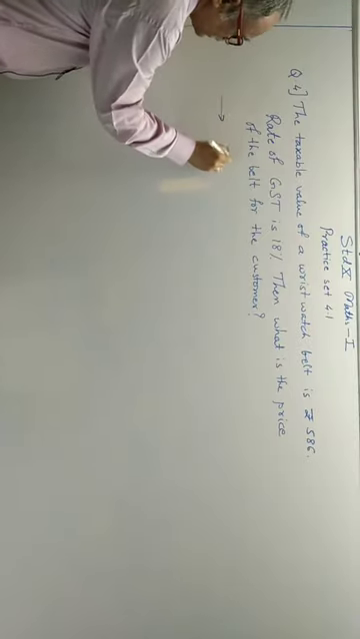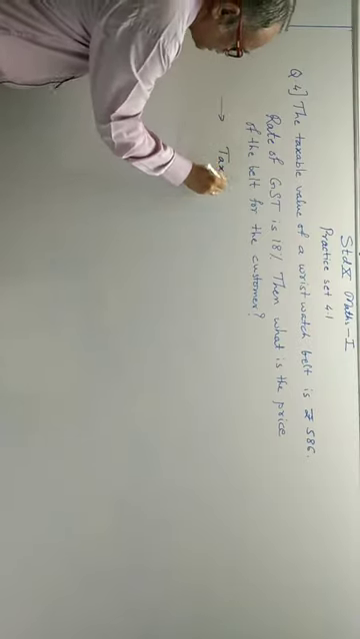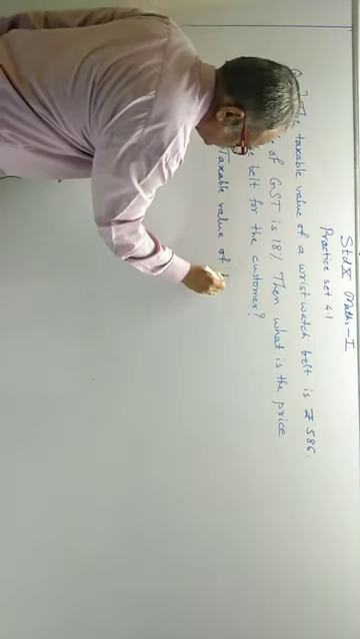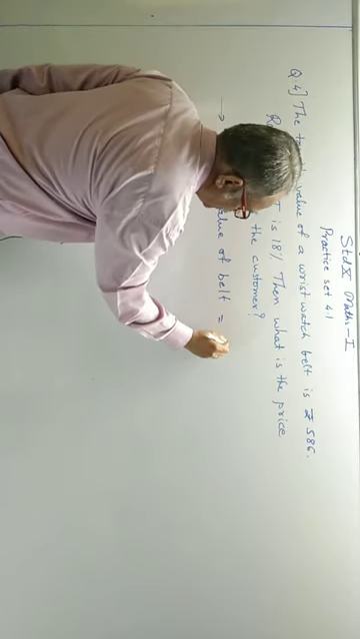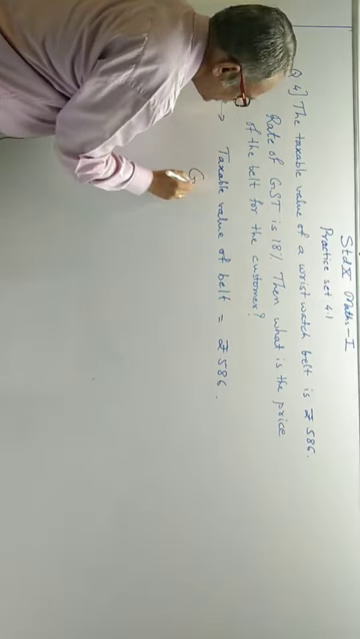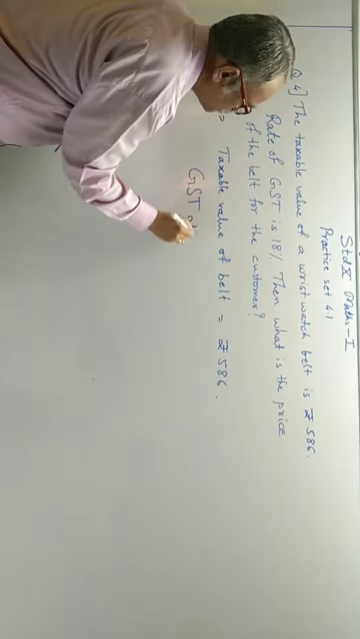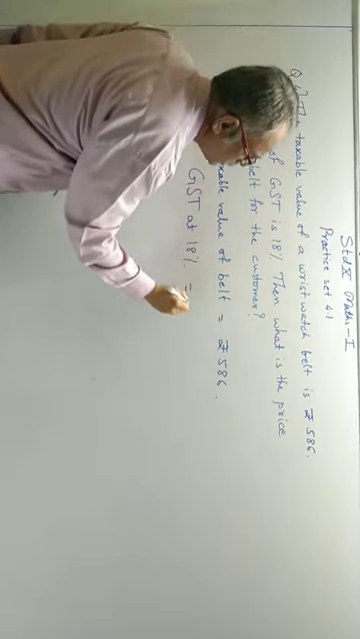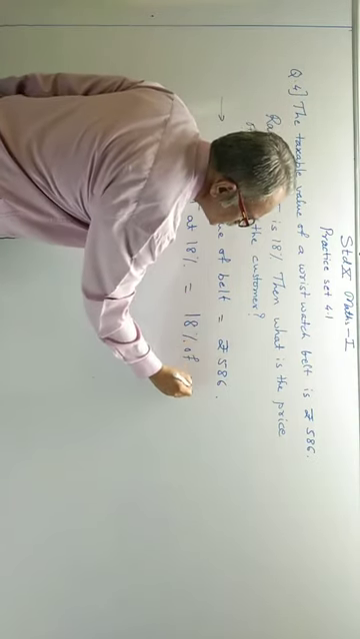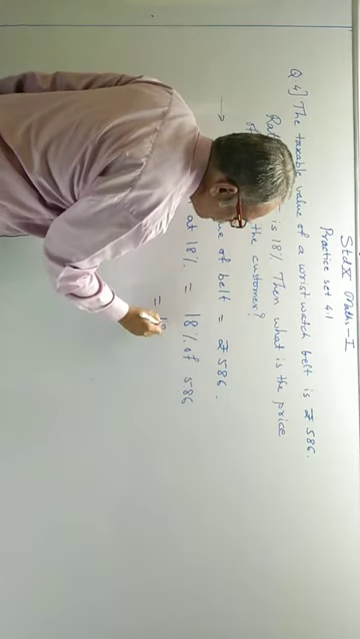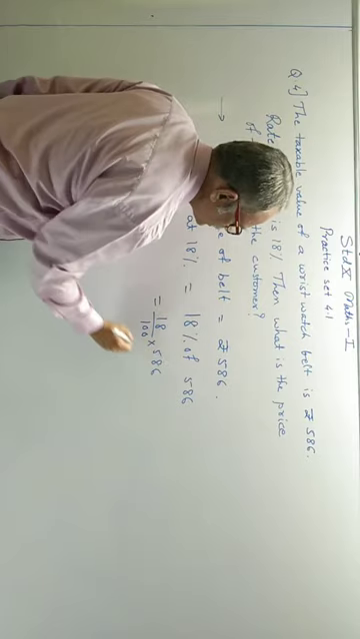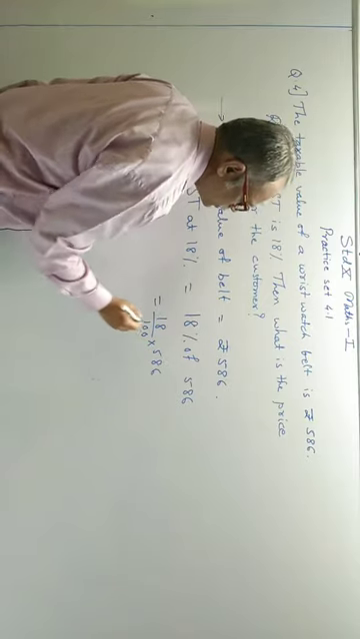Very simple. Taxable value of belt is rupees 586. GST at 18% is equal to 18% of 586, which is 18 upon 100 into 586. The 18 table you should know.